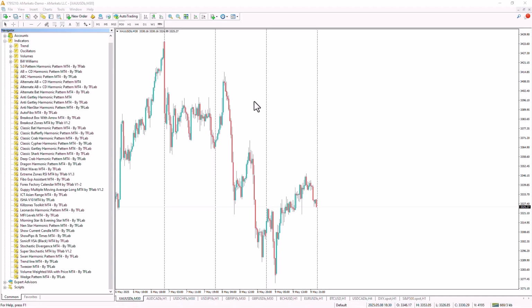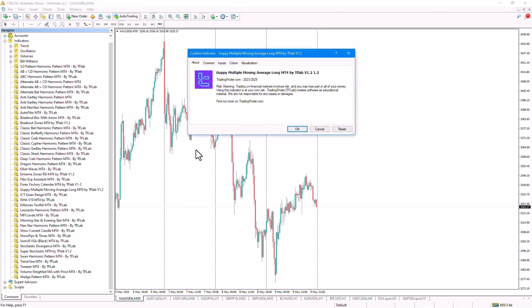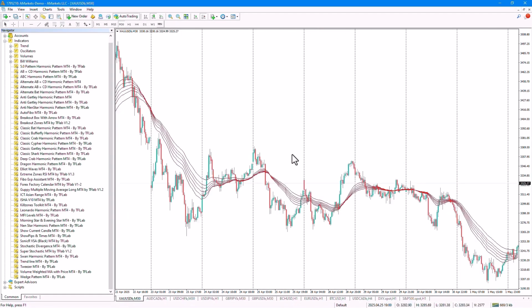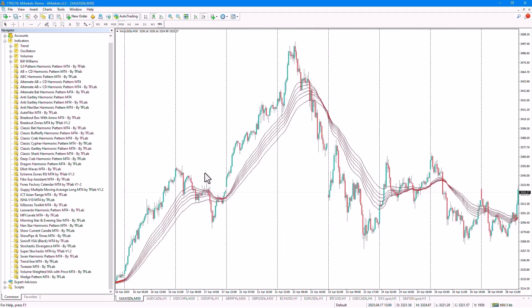From the Navigator section, we select the indicator file and run the indicator by dragging the file onto the chart. Once the indicator is applied to the chart, 6 moving averages are displayed on the chart.